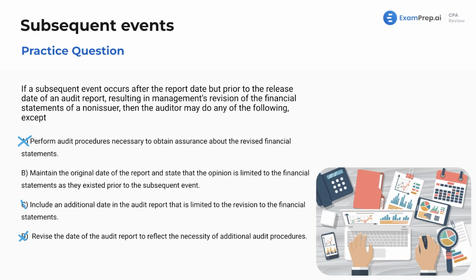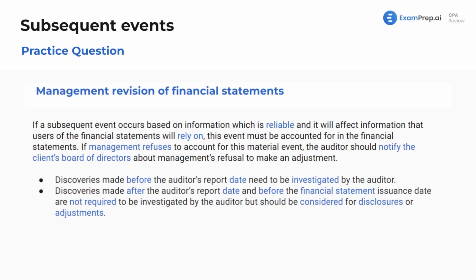And let's just also look at a snippet from the lesson. So we see here what happens if we have a management revision of the financial statements. If a subsequent event occurs based on information which is reliable and it will affect information that users of the financial statements will rely on, this event must be accounted for. Makes sense, right? If there's something that happens and it's going to affect the information that the users are going to rely upon, then yeah, we've got to do something. If management refuses to account for this material event, the auditor should notify the client's board of directors about management's refusal to make the adjustment.